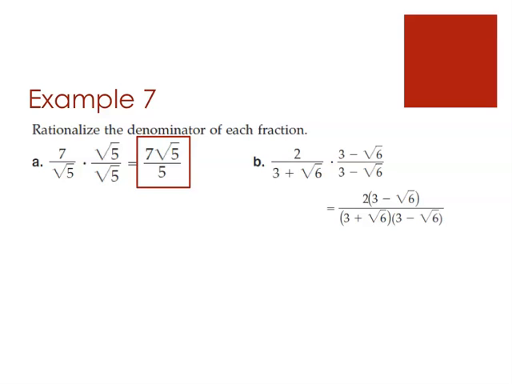And then, for the last terms, when you multiply those, root 6 times root 6, that's the square root of 36, which is 6. So you end up with 9 minus 6 in the denominator. 9 minus 6 is 3. And so now, looking at what we have, we no longer have a radical in the denominator, so we have successfully rationalized that denominator.